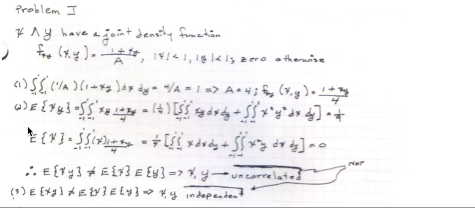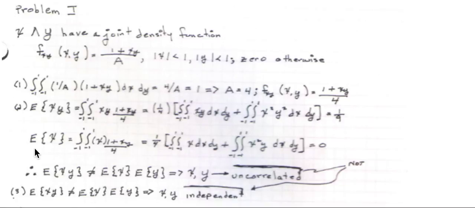Part 2, where we're asked to find the expected value or mean of xy, which is equal to the double integrals from minus 1 to plus 1 of xy times 1 plus xy over 4, which breaks down to 1/4 the quantity of the double integrals from minus 1 to 1 of xy dx dy plus the same double integrals of x squared y squared dx dy, which totals out to 1/9.